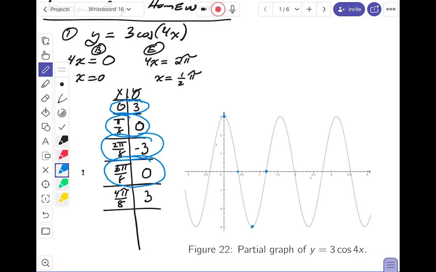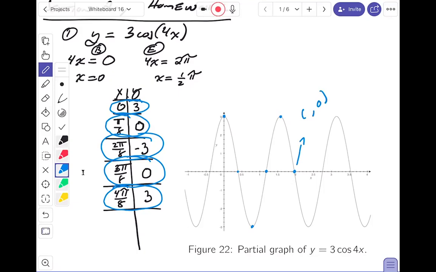All right, let's do the next one. And concentrate on that. And what would that be? That would be 4 pi over 8. All right, I'm going to start writing the other points down now for you. This one. Now, what do I know about this point here? I know the y is 0, right? The question is, what's the x value?